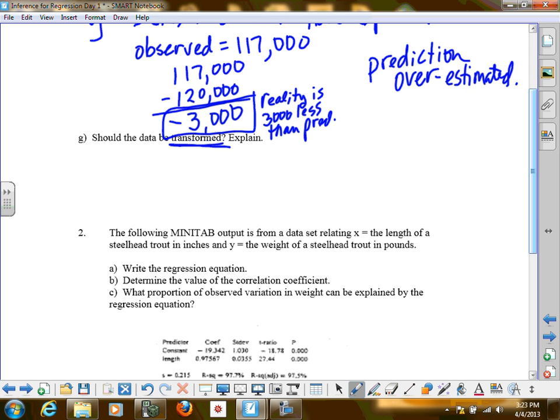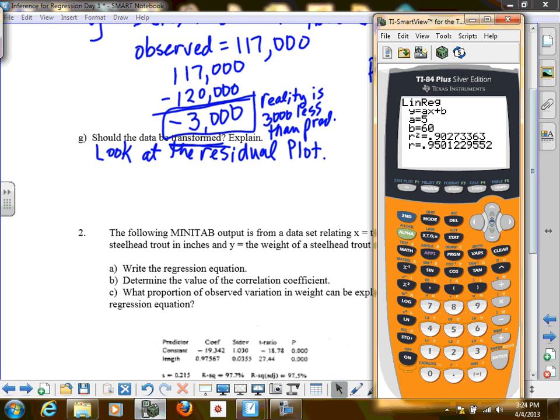But what could I do, what analysis could I do, to see if my data needs to be transformed? I need to get into some more specifics. What should I look at? Very good. You want to look at the residual plot. If it shows any pattern, then we're going to need to transform the data and flatten out the curve. So how do we do that? Calculator steps. Again, I have several here.